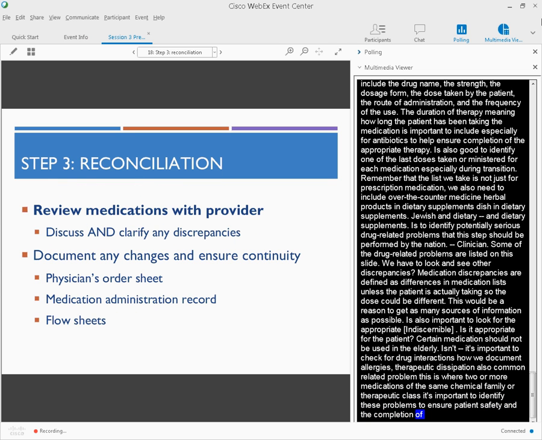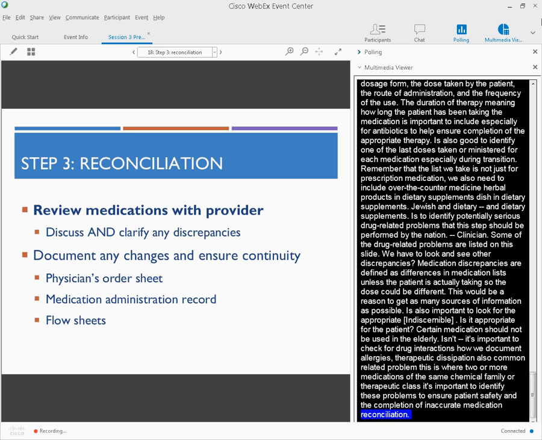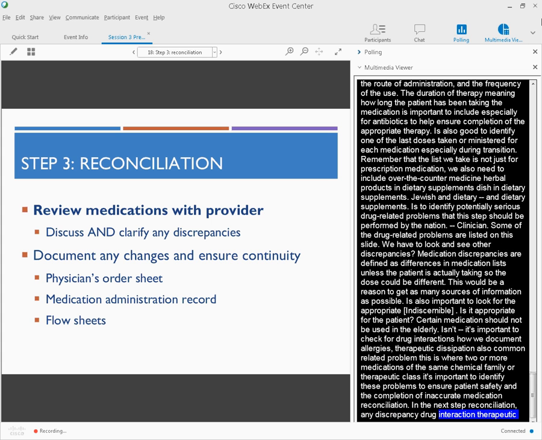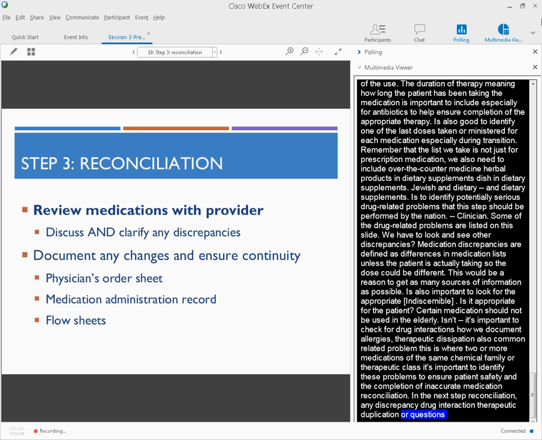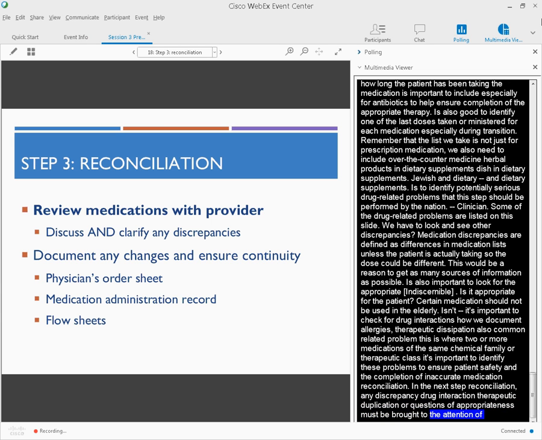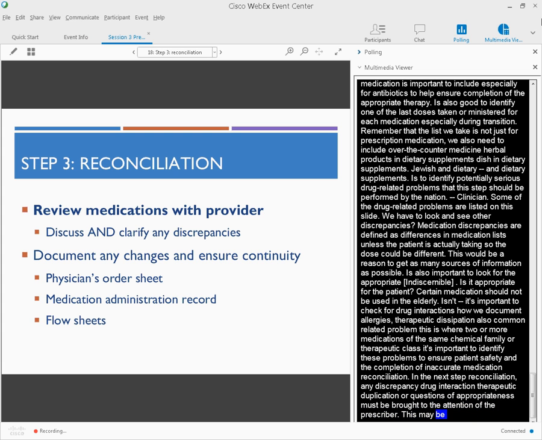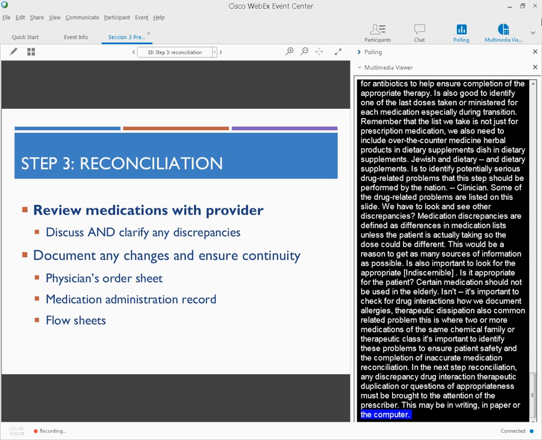And the next step is reconciliation. Any discrepancies, drug interactions, therapeutic duplications, or questions of appropriateness must be brought to the attention of the prescriber. This may be in writing, either on paper or in the computer system used to record the MedRec process and orders, or alternatively, this could be done by way of a verbal handoff to the prescriber.